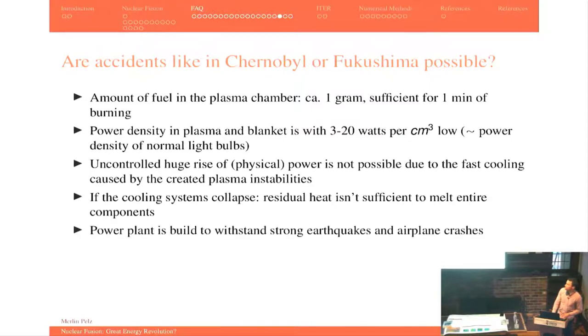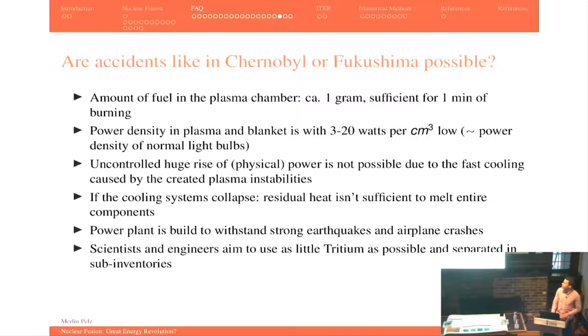The power plant is built to even withstand earthquakes and airplane crashes, because we have lots of people since the protests against nuclear fission who are discussing against scientists and don't want any nuclear science anymore being implemented by governments. They have to see that nuclear fission and nuclear fusion are not exactly the same. It's very different, and the meltdown is, as I said, not really possible. So airplane crashes also.